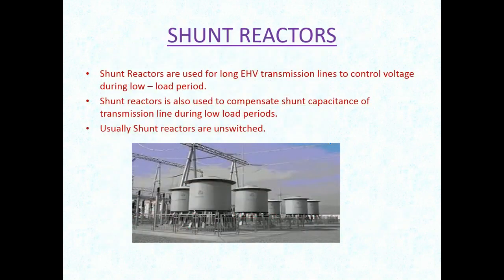Next, reactors. Diploma students who studied switchgear and protection have studied reactors, reactor voltage, reactor rating also. Shunt reactors are used for long EHV transmission lines to control voltage during low load periods, to compensate the shunt capacitance of the transmission line. This is important: shunt reactors are used to compensate shunt capacitance in the transmission line.